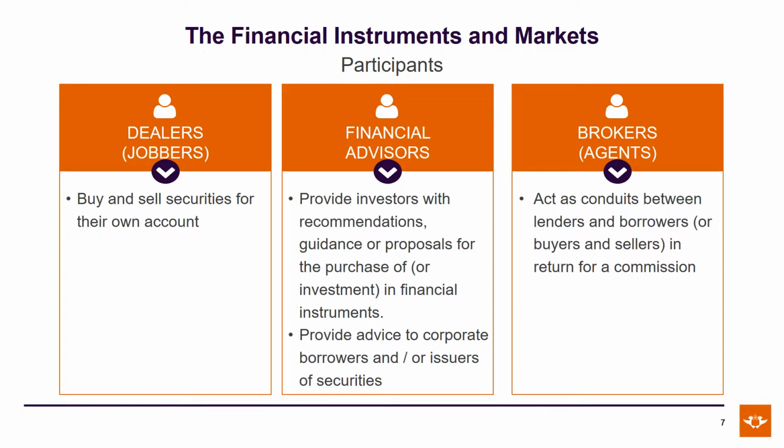Some other participants to the financial market include the dealers, or sometimes referred to as jobbers. They buy and sell securities for their own account. Financial advisors. They provide investors with recommendations, guidance, or proposals for their purchase. And they provide advice to corporate borrowers and other issuers of securities. And then we have the brokers. We've met them before. They act as conduits between lenders and borrowers, or buyers and sellers, in return for commission. And we met the brokers when we talked about direct investment.